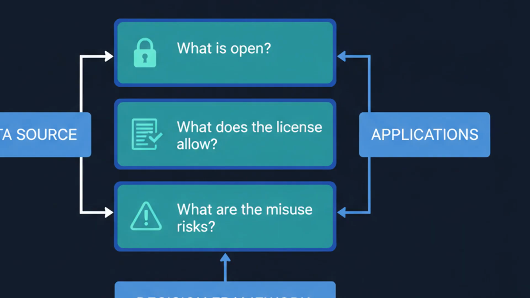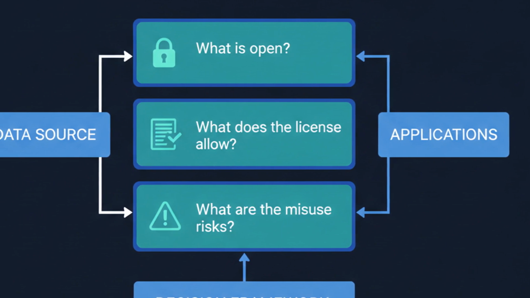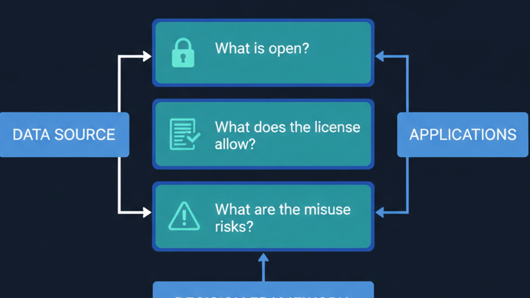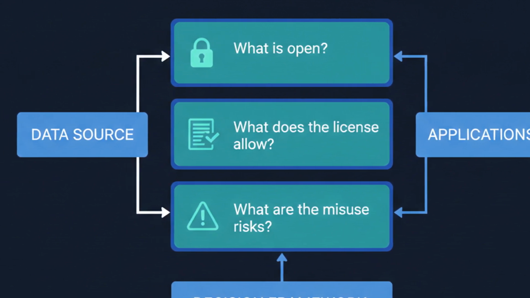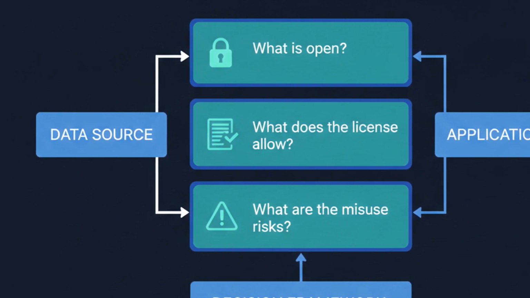So how should you, as a developer, reason about all this? Ask 3 questions for any model you use. 1. What is actually open? Weights, data, or just a friendly name? 2. What does the license permit for your use case? 3. What are the realistic misuse risks of the capability you're unlocking? Answer those honestly, and you'll be ahead of most of the noise in this debate.